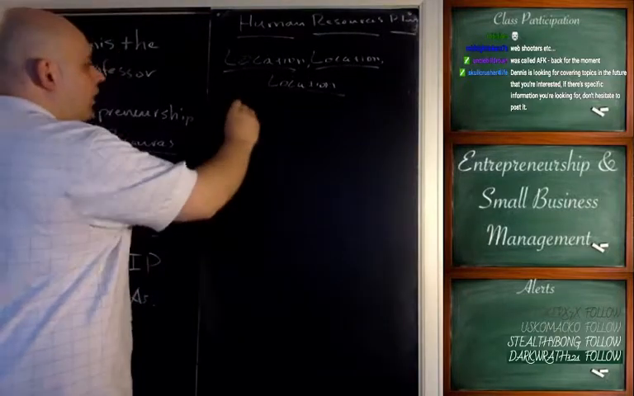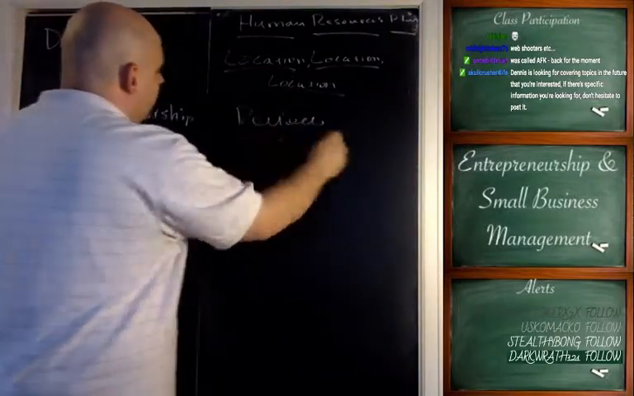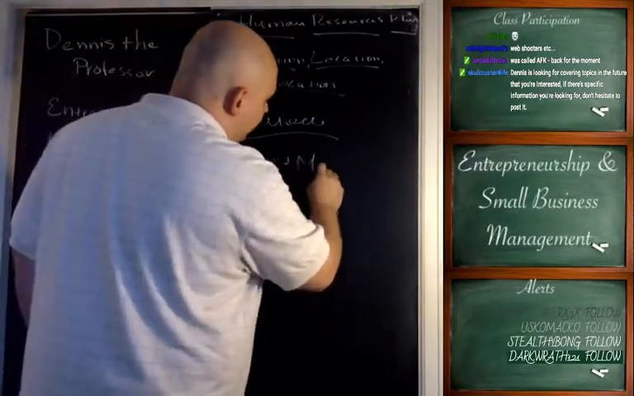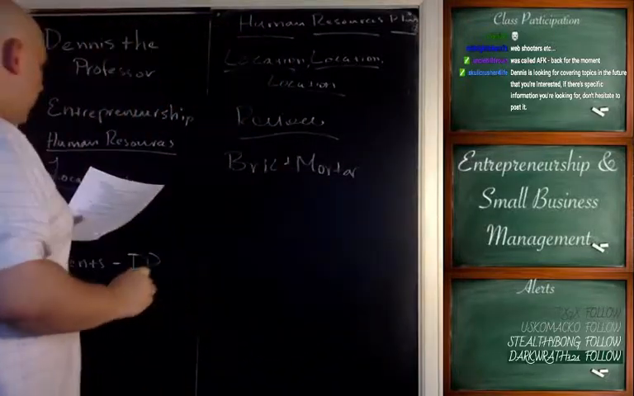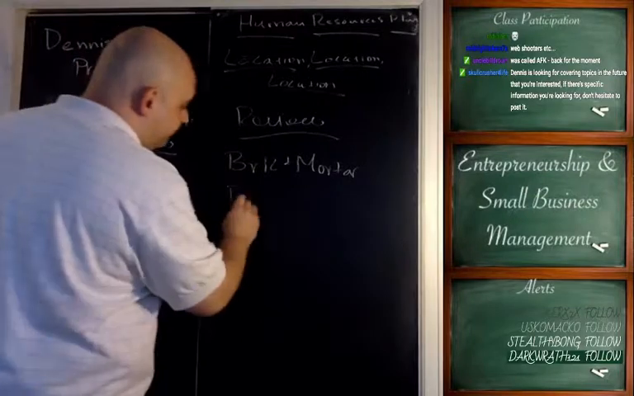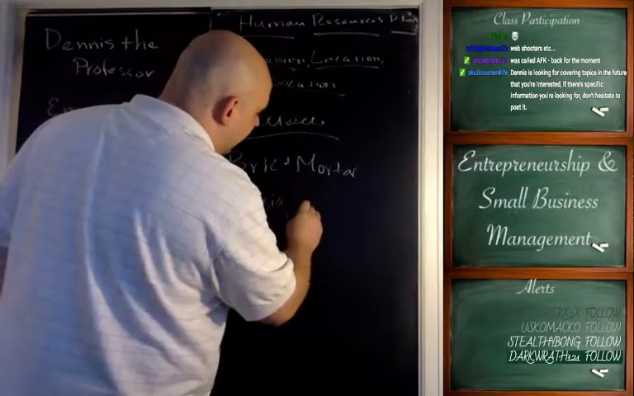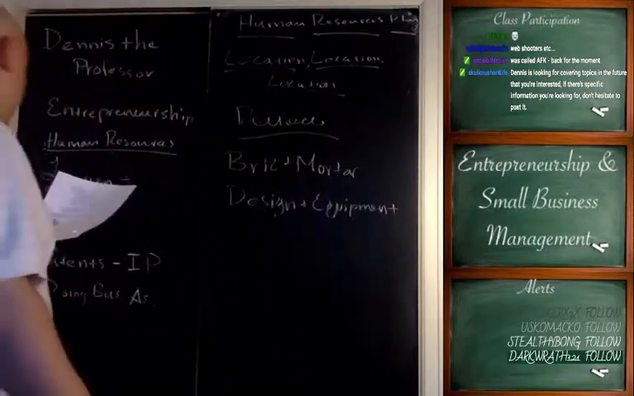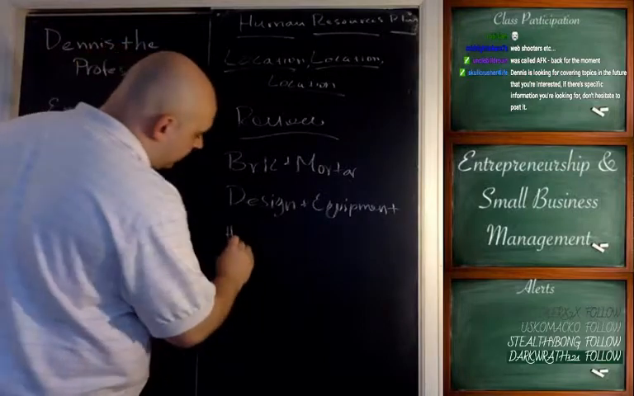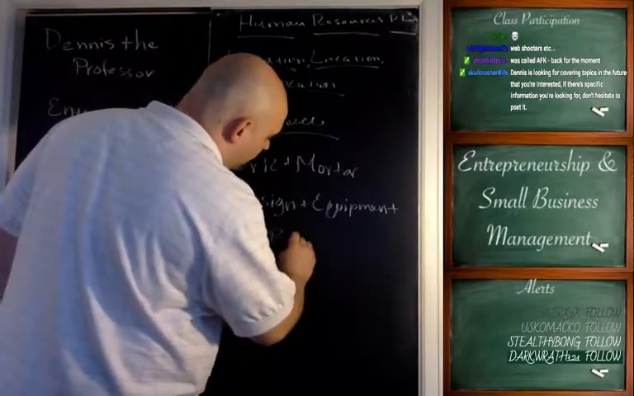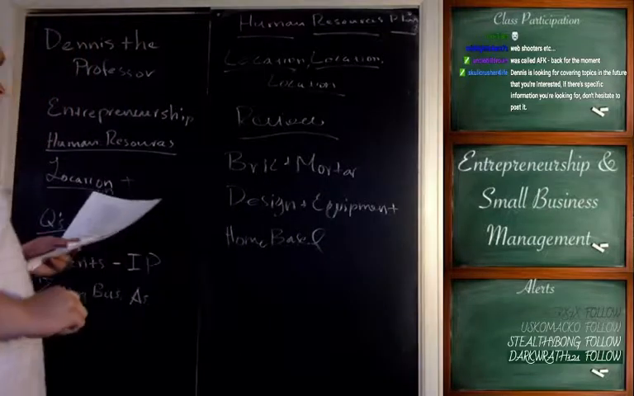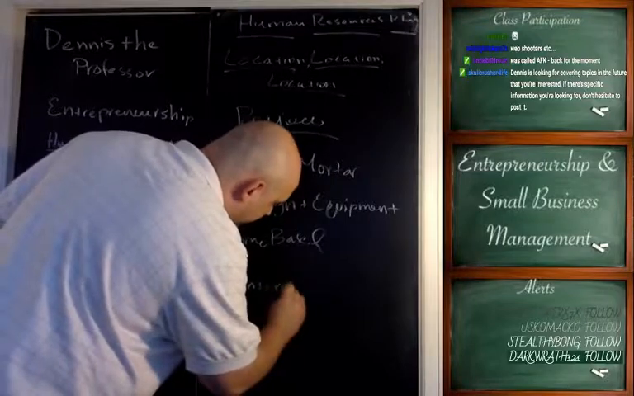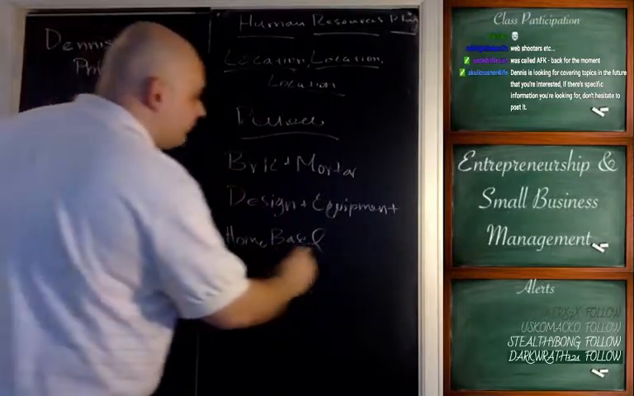So let's do a quick review of this section and see what we covered. We talked about locating brick and mortar. We also talked about design and equipment and the impact that that can have on your business image. We also talked about home-based companies. And then finally, setting up on the internet and some of the pros and cons of doing that.